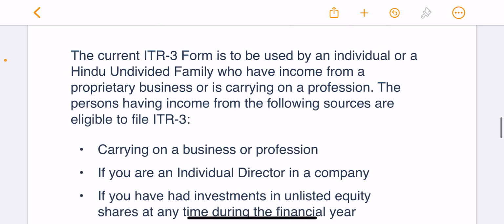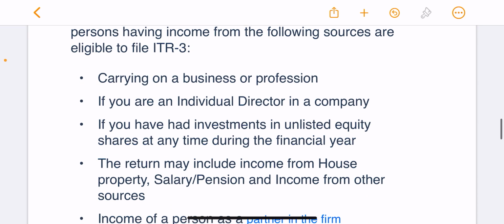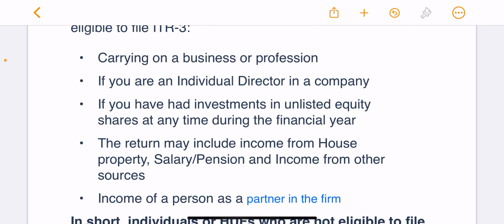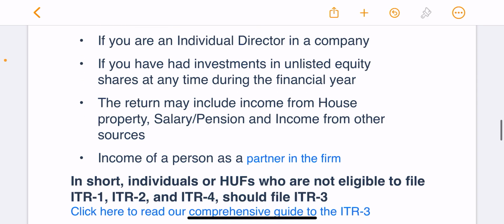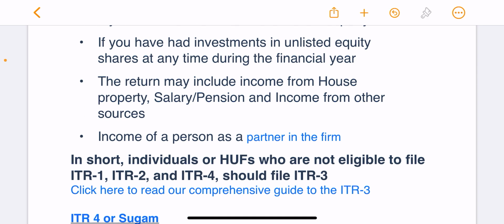ITR 3 is applicable for individuals and HUFs who have income from a proprietary business or are carrying on a profession, and for persons having income from the following sources. If you are carrying a business or profession, if you are an individual or director of a company, you have investment in unlisted equity shares of a company, your return may include income from house property, salary, pension, or income as a partner in a partnership firm, then you are eligible to file ITR 3.